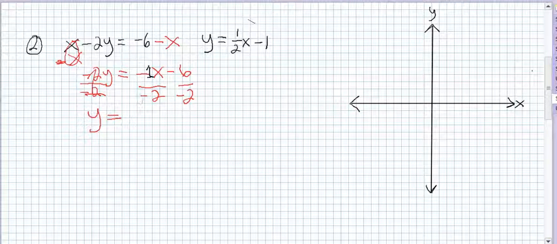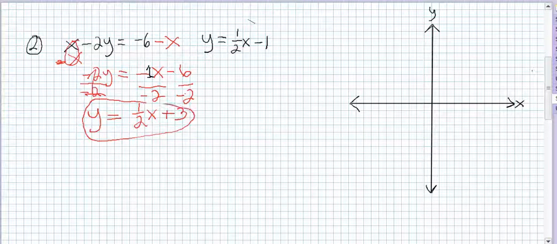So now I have negative and negative is positive, and it's going to be 1 over 2 x. Negative and negative is positive. 2 will go into 6 3 times. Now I have my new equation.